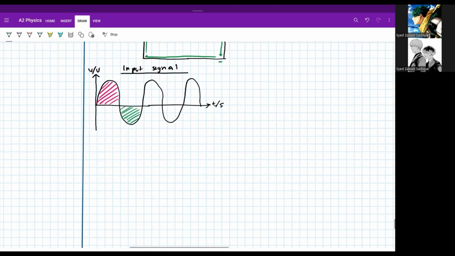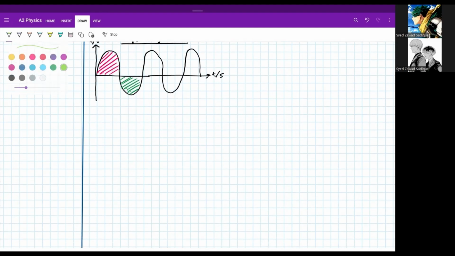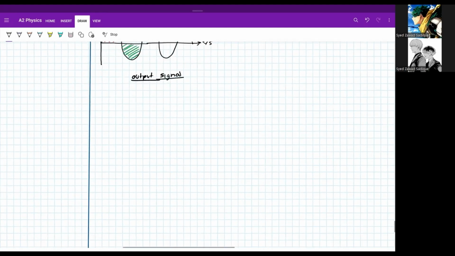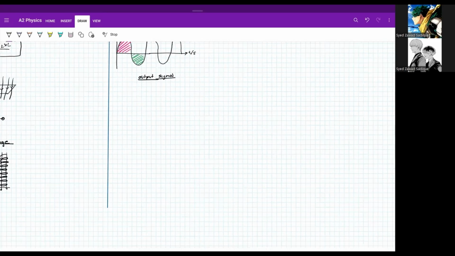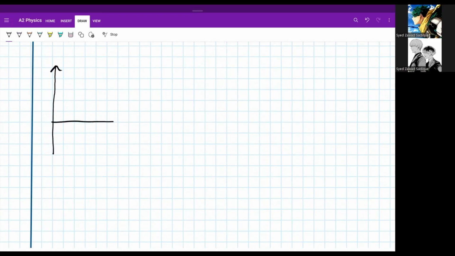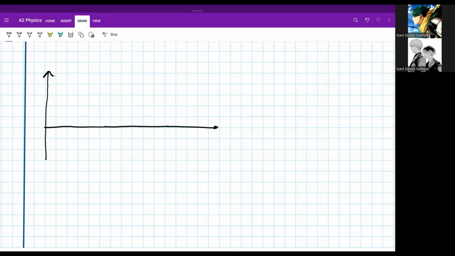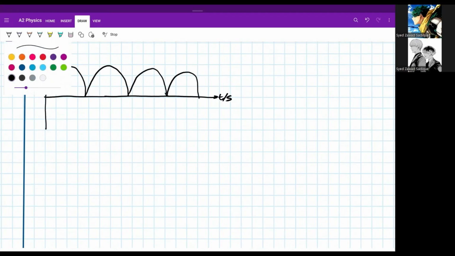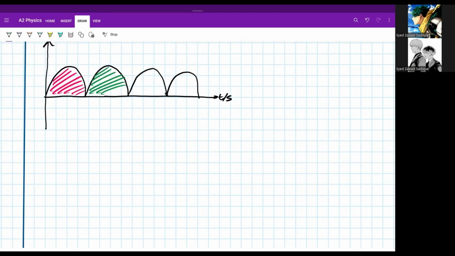Now, how does the output look? The output signal looks like this when you use a bridge rectifier. Once you have used a bridge rectifier, the graph will look like this. The voltage in both directions is reversed. This is the positive cycle, and this is the negative half cycle.